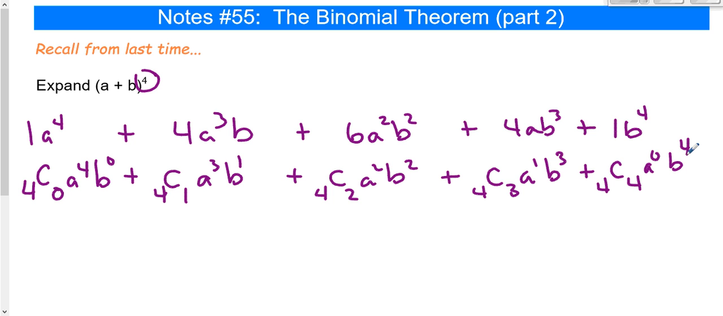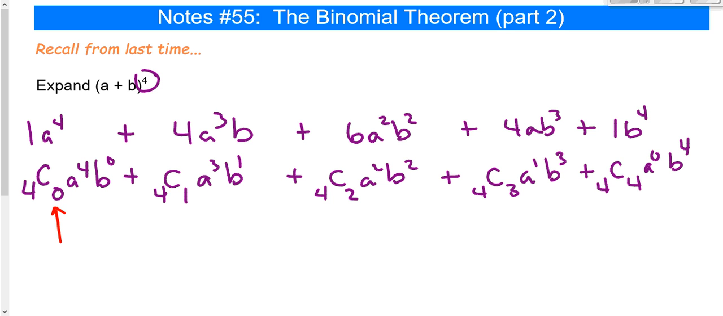So we're going to generalize this in just a moment. Notice that the first term has a choose 0 in it. So let's say you wanted the 29th term, it would actually have a choose 28 in it. Or if you wanted the 77th term, it would have a choose 76 in it because the first term has 0, so we're off by 1 each time.